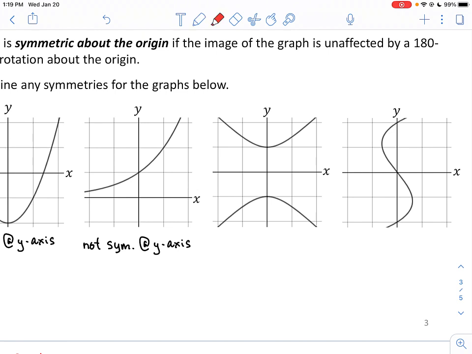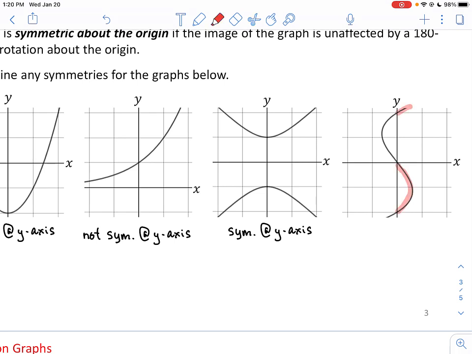This next one. Now this one is not a function of x, but it is still a relation, and focus on all parts of the graph that are to the right of the y-axis, and that's this and this. If you reflect those across the y-axis, and you wind up just matching exactly what's already there, like you do here, then again we have symmetry.